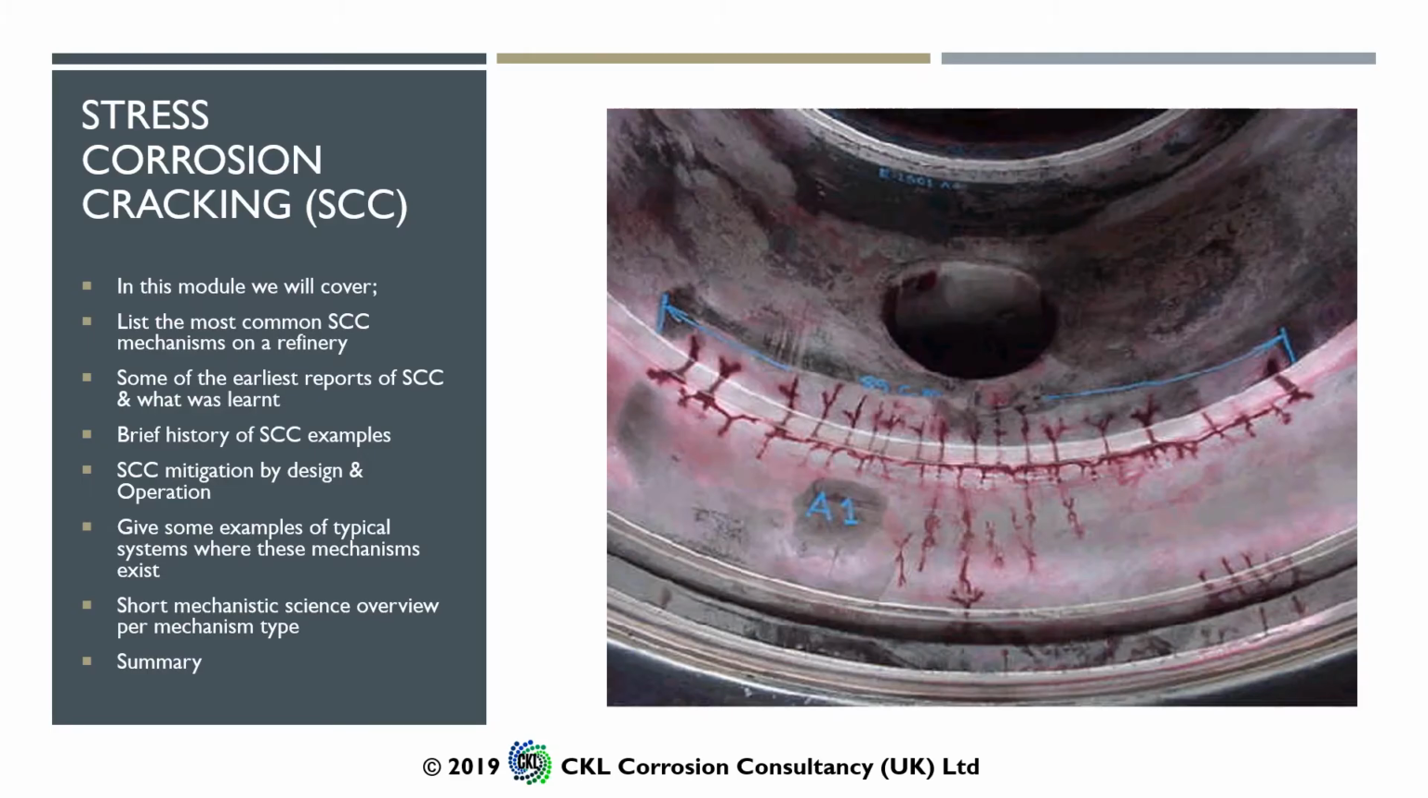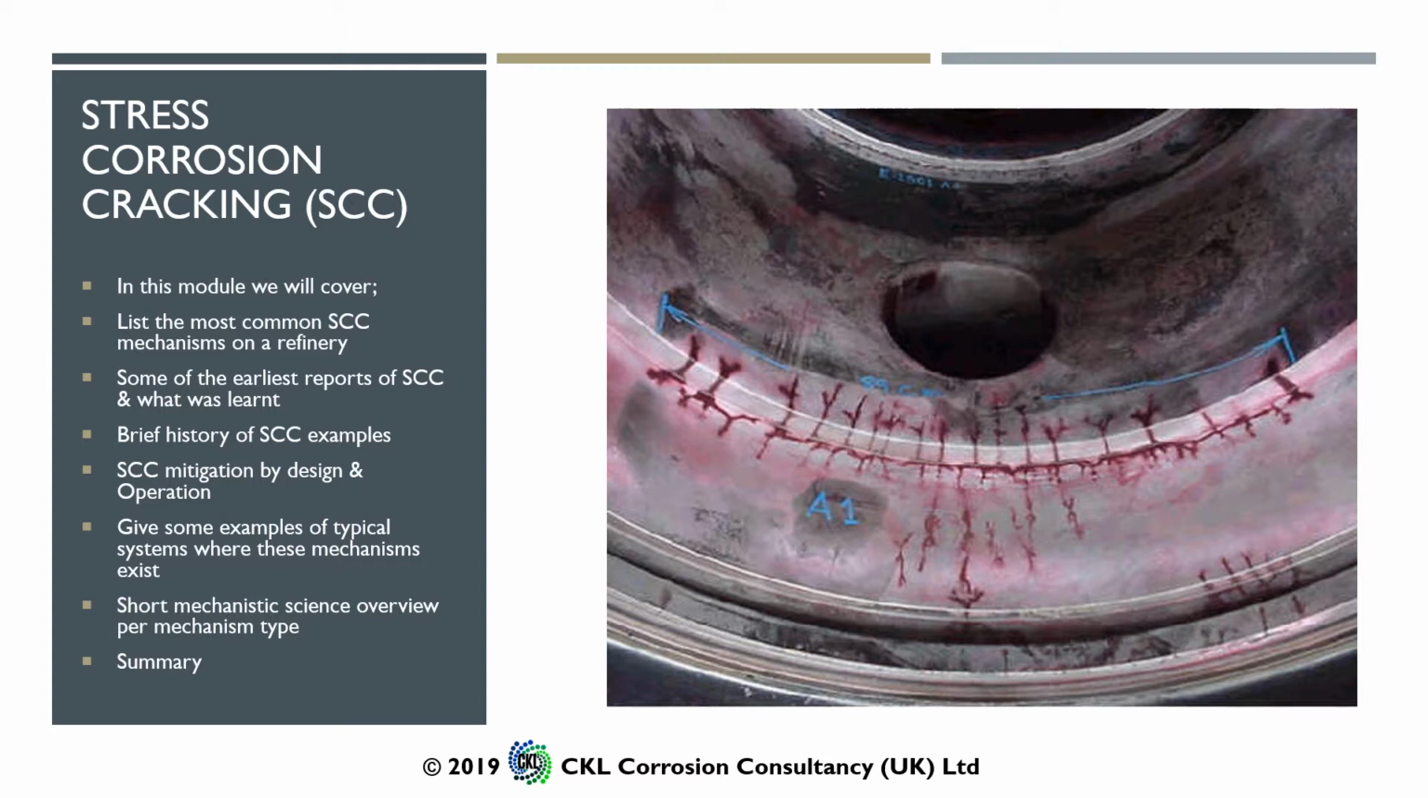Okay, so let's just have a walk through of the outline agenda for this module. We'll start with an overview of the most commonly found stress corrosion cracking types that we see in a refinery context. Then we'll look at some of the earliest reports of stress corrosion cracking that have been found in the wider industry and what was learned from those incidents. We'll have a brief historical overview of some of these examples.